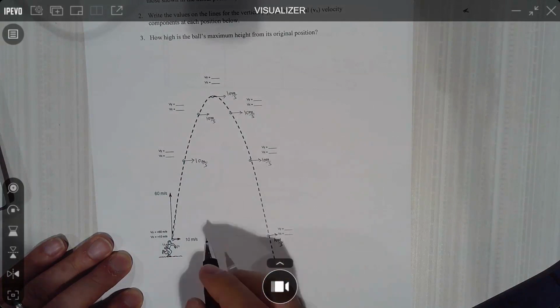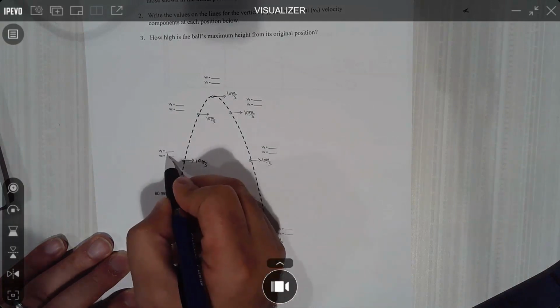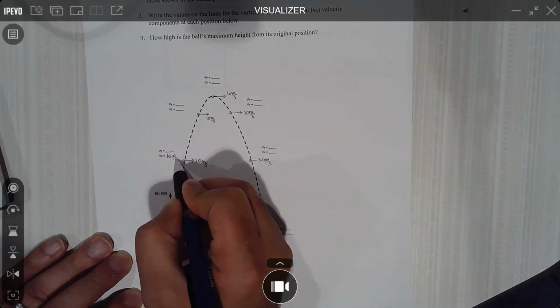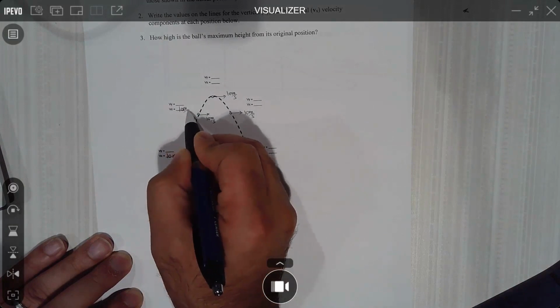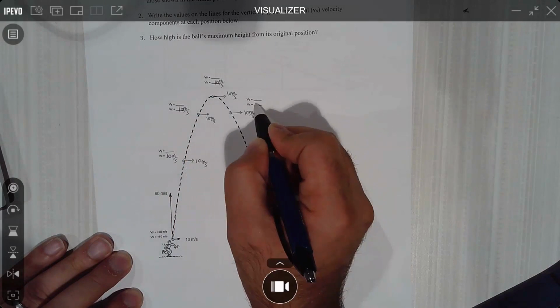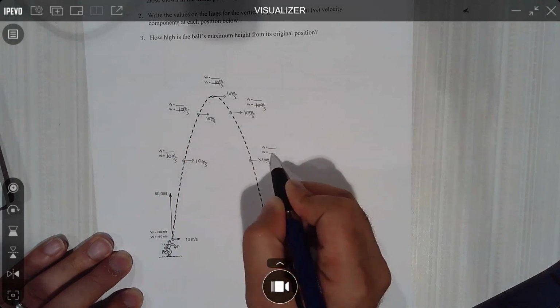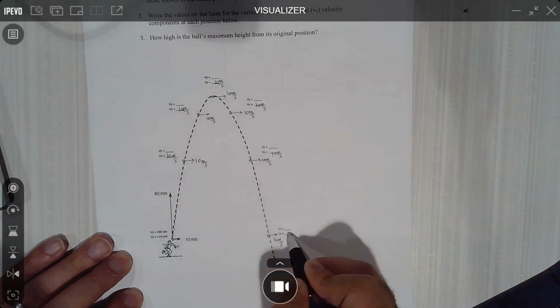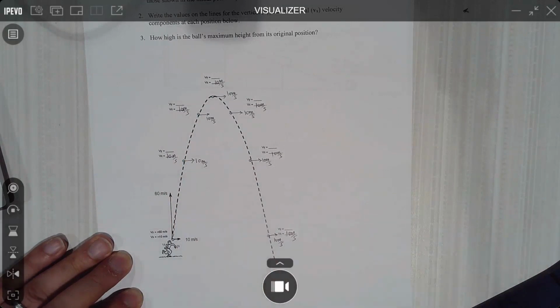So what does it mean? We just write everywhere that Vx is 10 meters per second.